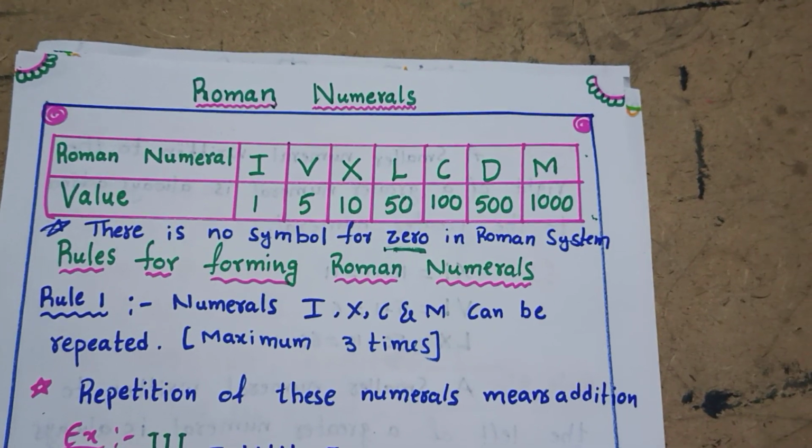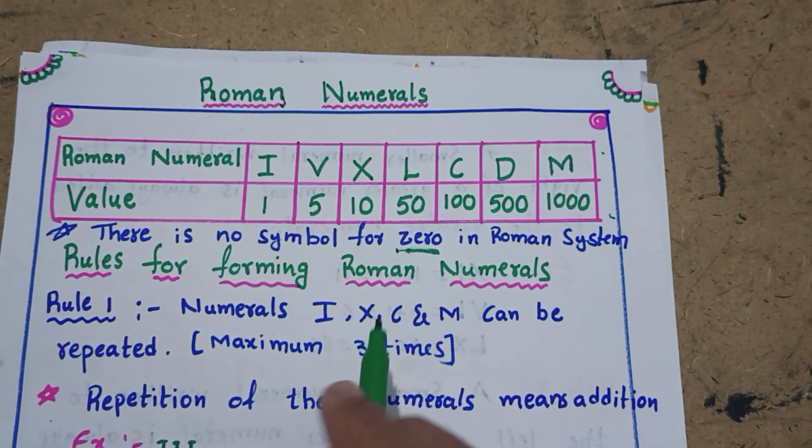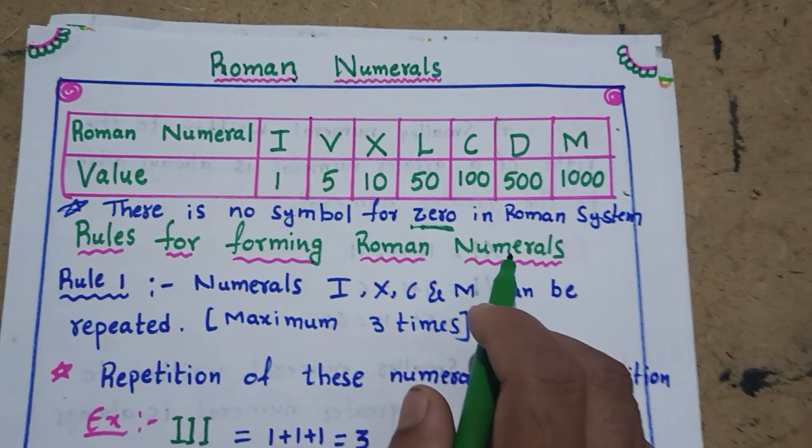To write the remaining numbers, some rules are there. There are some rules to form Roman numerals. Let us learn.